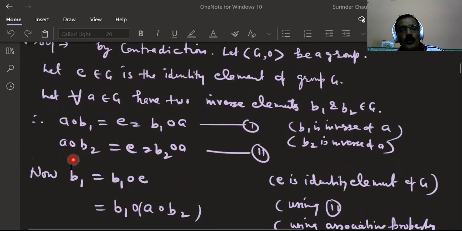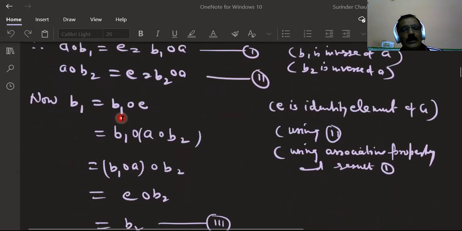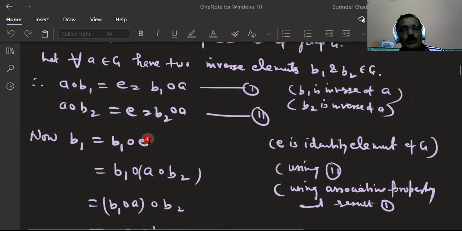So now, in order to prove this, we can take b1 here or b2 here. So now let's take b1. b1 can be written as b1 composition with e, because e is the identity of G. Now we have taken b1 here, so we'll conveniently substitute the value of e from the second equation, making use of these two equations. So b1 composition with a composition with b2.